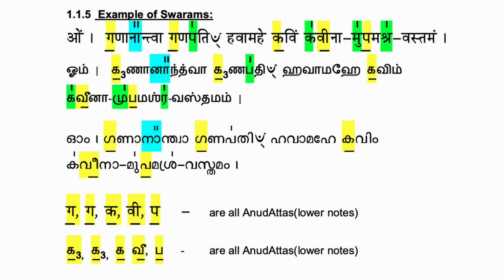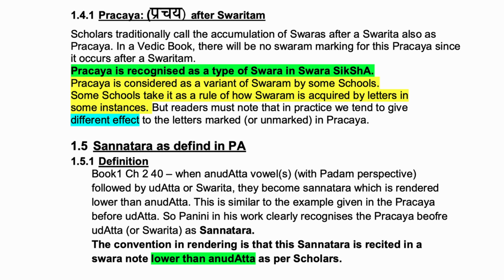In classic text, many authors also refer to this as Prachaya. But we would like to make a distinction based on the study of classical text. In Panini's Ashtadhyayi, Book 1, Chapter 2, Rule number 40, the possible correct translation says: when Anudata vowels, understood from a Padam perspective or a Vedic statement perspective, are followed by an Udata or Swarita, they become Sanatara, which is rendered lower than Anudata.